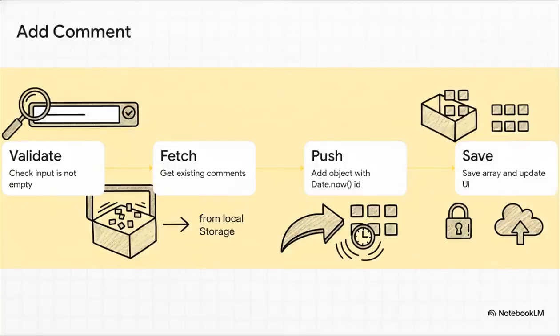Step 3 is where the magic really happens. We push a brand new comment object into that array. Now notice that for the ID, the code actually uses Date.now. Because we don't have a real backend database generating those unique sequential IDs for us, grabbing the current timestamp right down to the millisecond is a brilliant, lightweight way to generate a totally unique ID on the fly. Finally, Step 4 saves the updated array back to storage and calls renderComments.